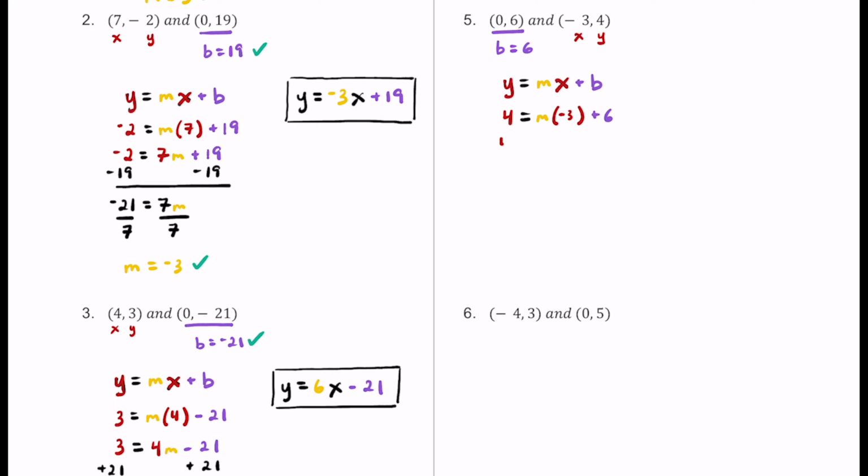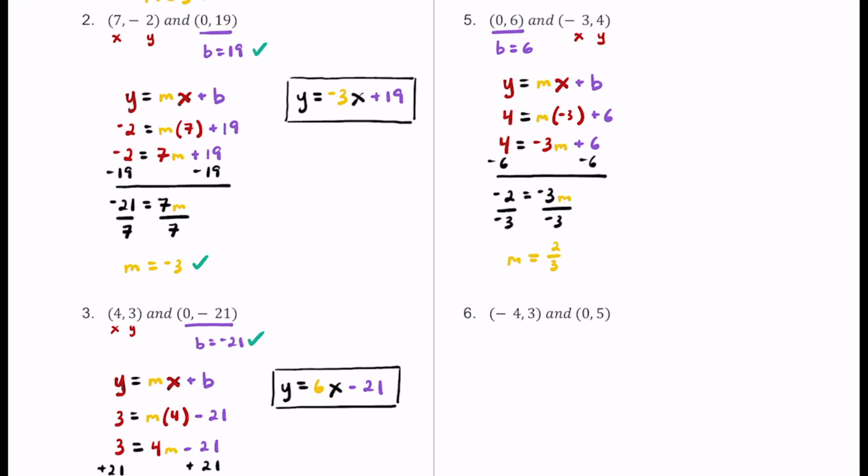Now just cleaning this up a little bit, we have 4 is equal to m times negative 3, which is the same thing as negative 3m, and then we're going to add 6 afterwards. And let's go ahead and see if we can solve for m. So let's go ahead and take away 6 from the right and take it away from the left and see what happens here. So on the left side, 4 take away 6 is going to be negative 2. And on the right side, we have negative 3 multiplied by m. And then to get m completely alone, or isolate it, let's go ahead and divide both sides by negative 3. If we do that, then we have m is equal to, and then negative 2 divided by negative 3 is just going to be a positive 2/3. So that's going to be our slope.